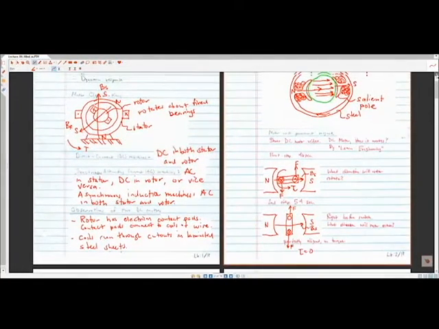Okay, so you have the major components of a motor being the stator and the rotor. In terms of stator and rotor, again, reminder: the stator is the stationary part of the motor, the rotor being the rotating part of the motor, so that makes sense, right?